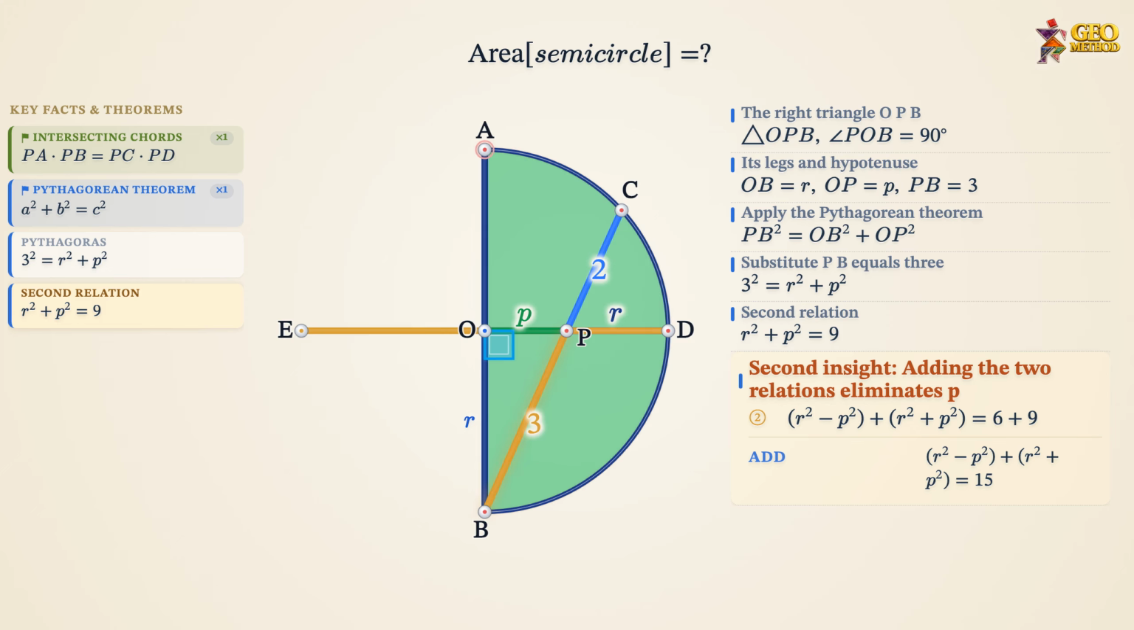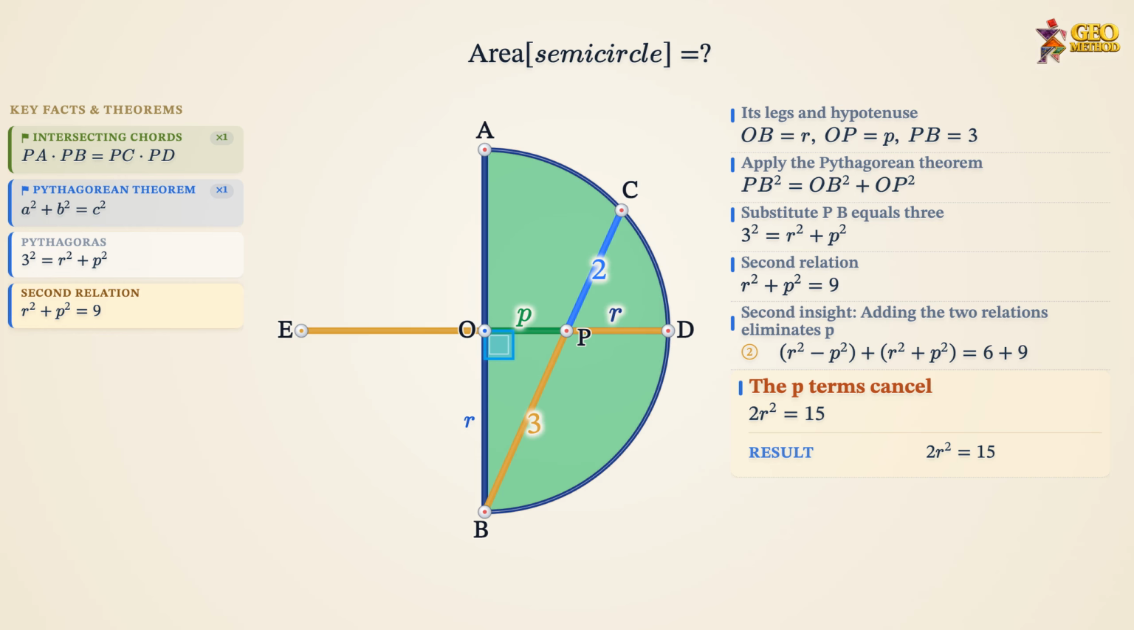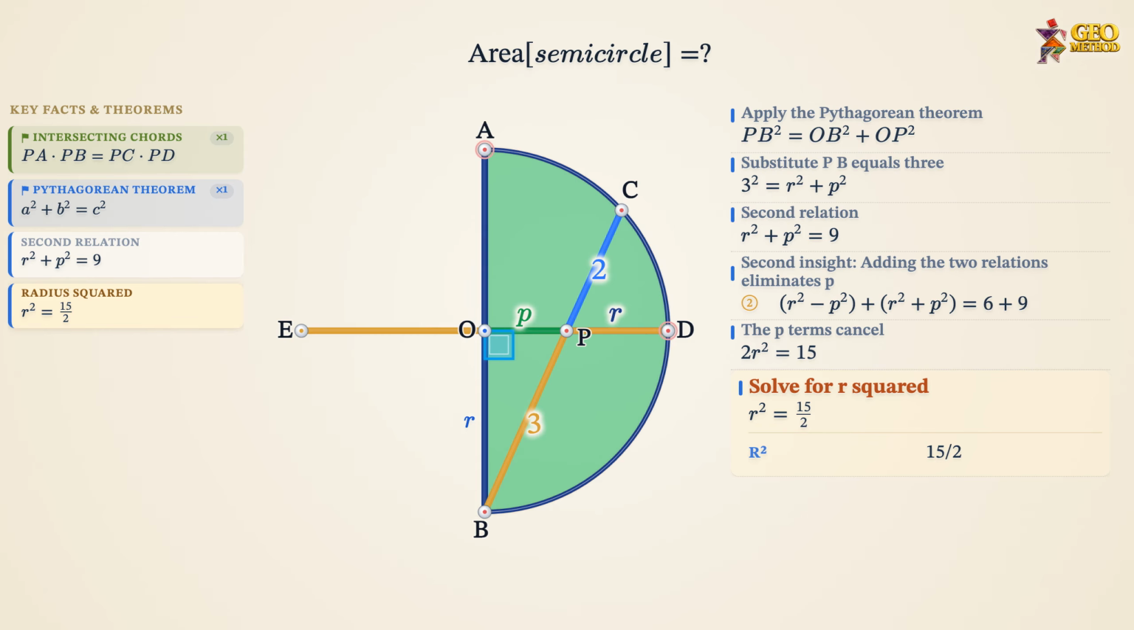A second insight now finishes the structure. Adding the two relations eliminates p. What remains is 2r squared equals 15. The length p has vanished completely, which is exactly what we were hoping for. Divide both sides by 2, so r squared is 15 over 2. And notice the area only needs r squared, so there is no square root to take.